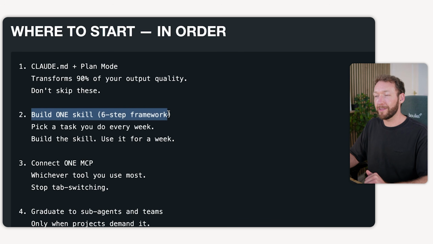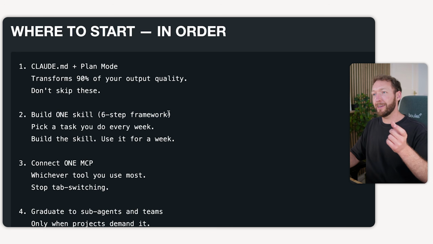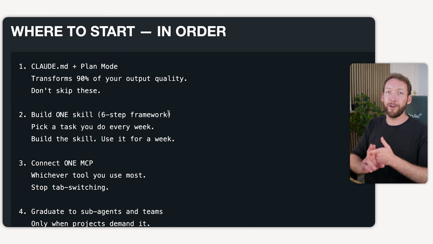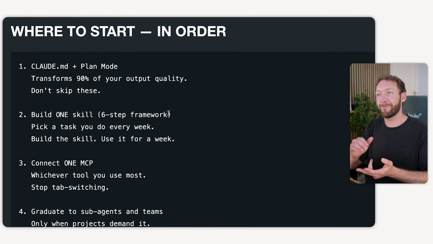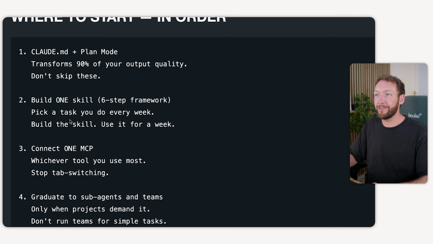Go ahead and build one skill using that 6-step framework. Have a look at how to actually name those descriptions, because the first challenge is activating the skill. The second challenge is actually building a good skill with good skill.md process files and reference material it can point back to. Do this for a task that you do every single week. Build the skill, use it for a week. You can use the skill creator skill that we installed earlier to help you build those out.